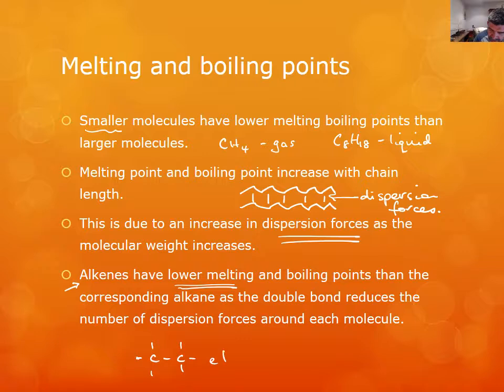And when we talk about corresponding, we say, for example, this would be ethane. This would be ethene. So we would expect ethene to have a slightly lower melting and boiling point than ethane, just because there's a couple of less hydrogens and therefore slightly less dispersion forces between the adjacent molecules. Remember, if we want things to change state, we have to move the molecules apart from one another, or at least allow them to slide past one another.